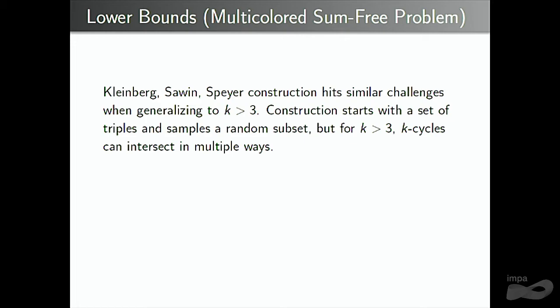So this construction actually hits similar challenges when generalizing to k bigger than 3. The construction starts with the set of triples and then samples a random subset, and actually uses some similar arguments to then take the good ones and use that to form a multicolored sum-free set. And because k cycles can intersect in much more complicated ways than triangles, it's more complicated.